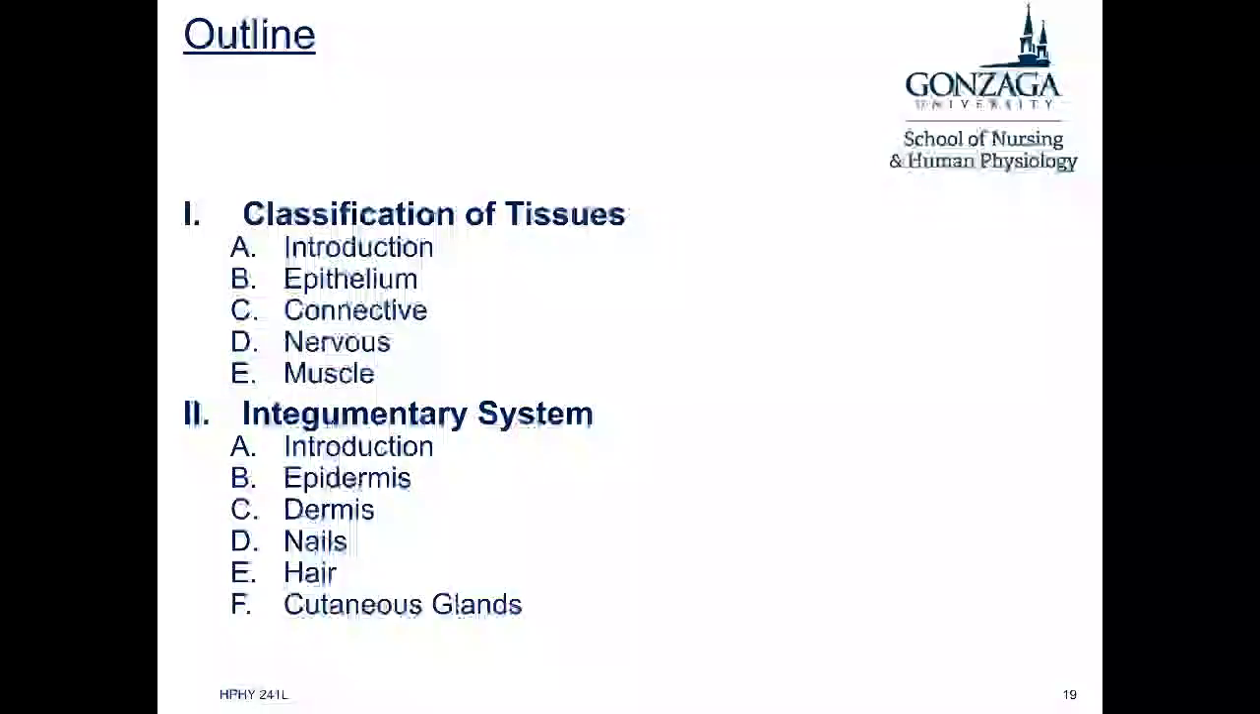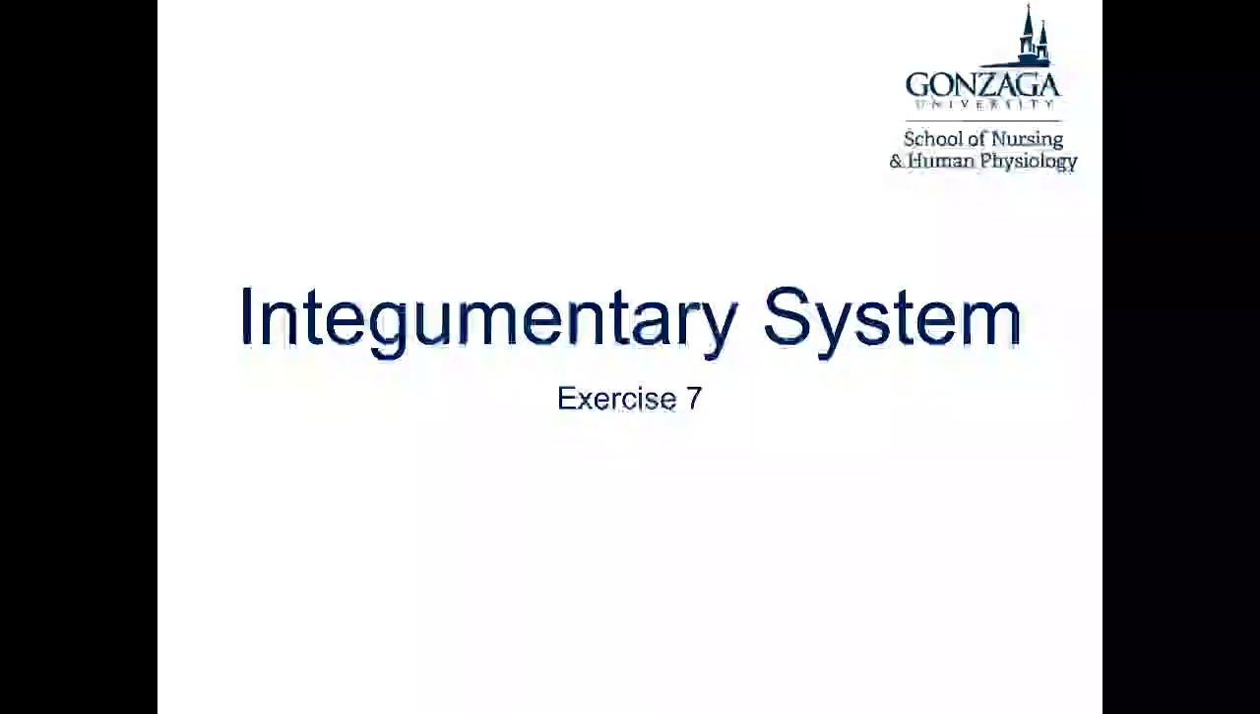So that gets us through the classification of tissues, aka histology. And for the remaining half of this talk, we're going to go over the integumentary system, or the skin. Let's talk about the integumentary system, or skin, and a few accessory organs. And this is covered by exercise 7 in your lab manual.